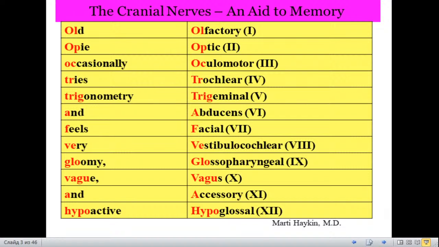So, as you know, there are 12 pairs of cranial nerves, and Professor Marty Hyken proposed these mnemonics for easy memorizing of cranial nerves. He proposed the next sentence: Old Opie occasionally tries trigonometry and feels very gloomy, vague, and hypoactive. As you can see, the first letter in each word indicates a particular cranial nerve.